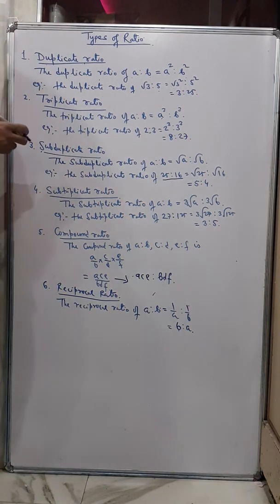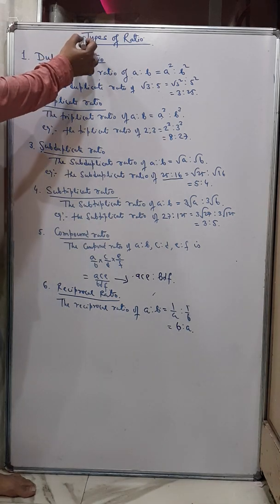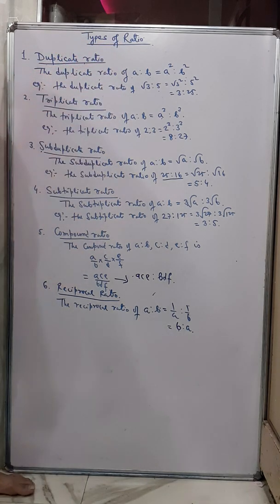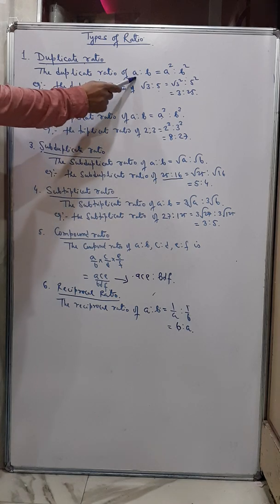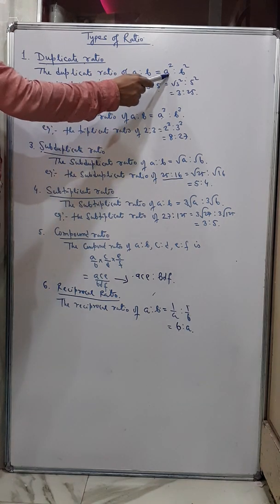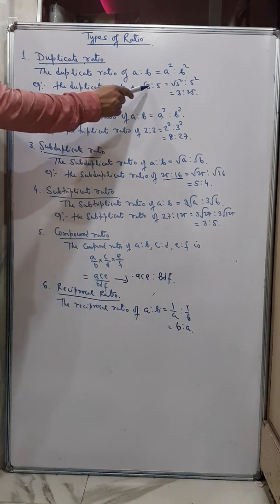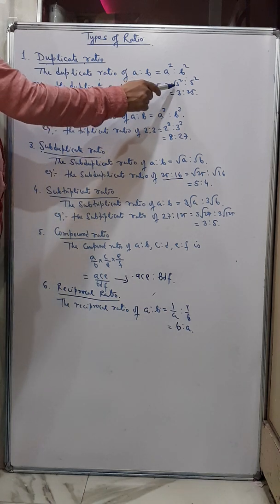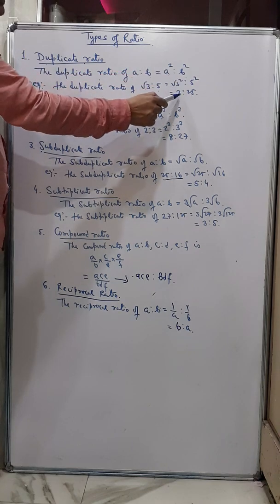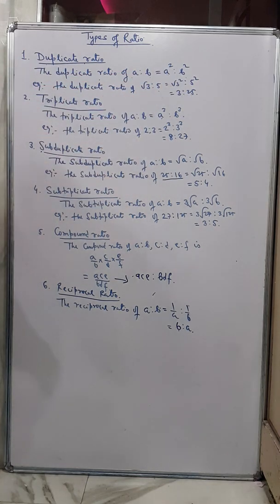Okay, today we'll start ratio and proportion. First we should understand something about types of ratio. The first type is duplicate ratio. The duplicate ratio of A is to B is A square is to B square. That means the duplicate ratio of, say, root 3 is to 5 becomes root 3 square is to 5 square, that becomes 3 is to 25.